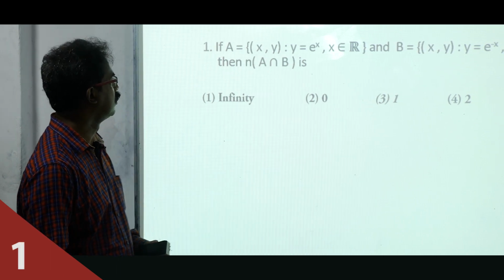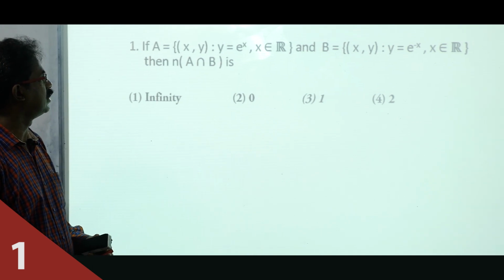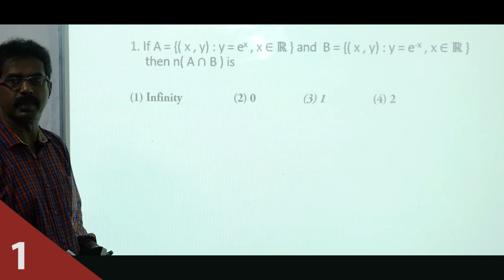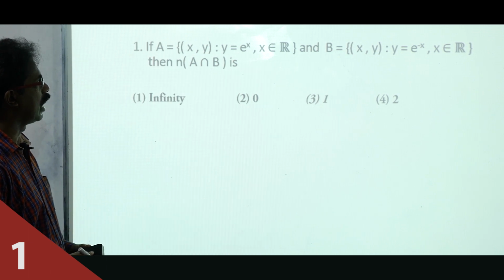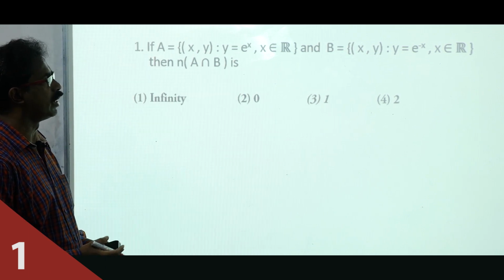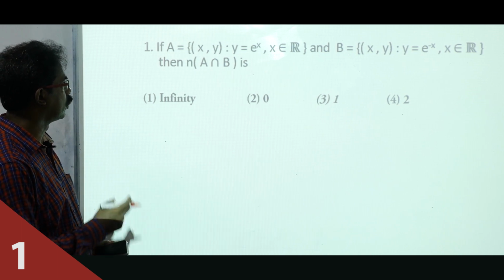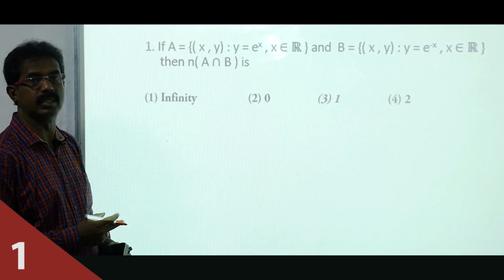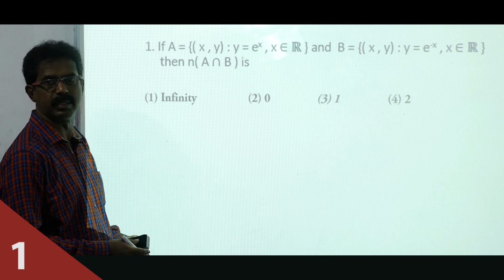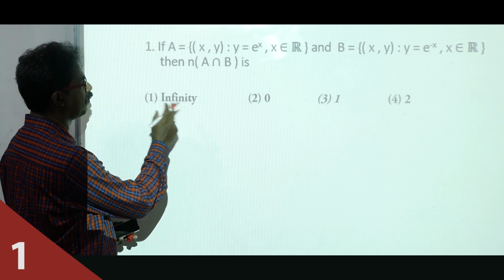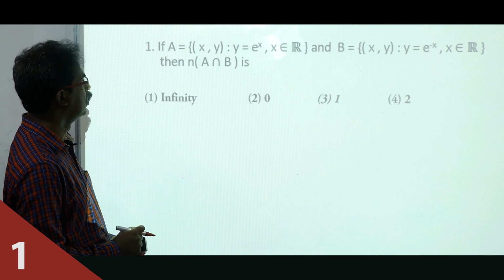The first question: if A is the set of ordered pairs (x, y) with y equal to e raised to x, and B is the set of ordered pairs (x, y) with y equal to e raised to minus x, the question is the number of terms in A intersection B. How many elements are common to A and B?